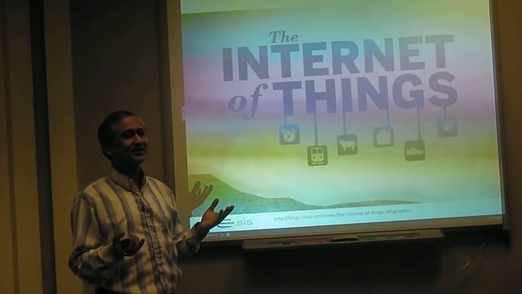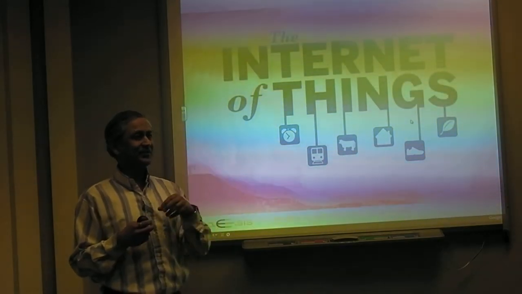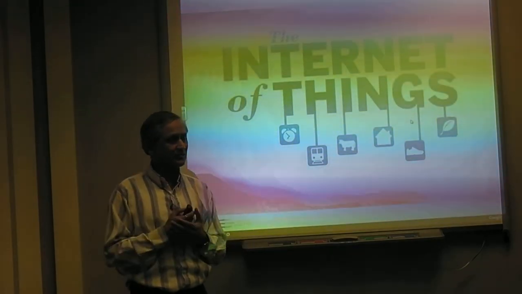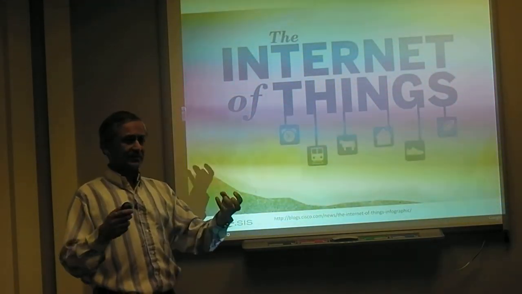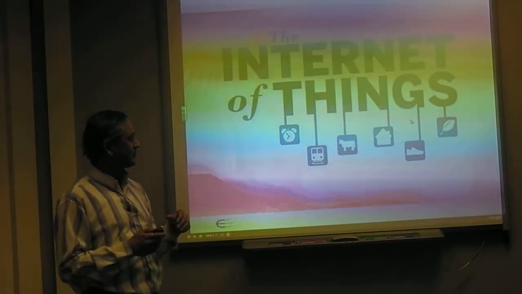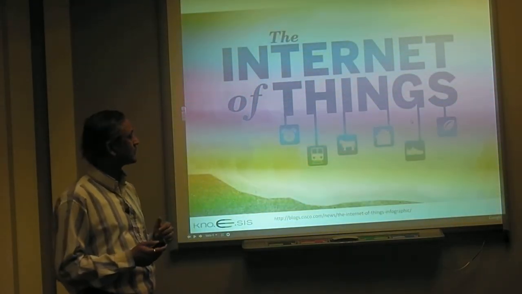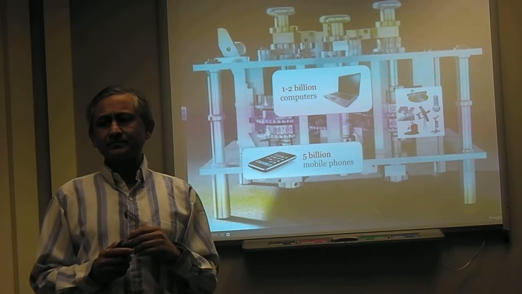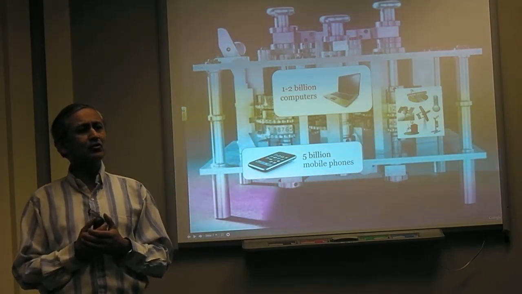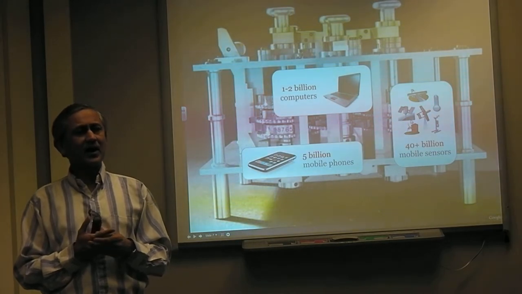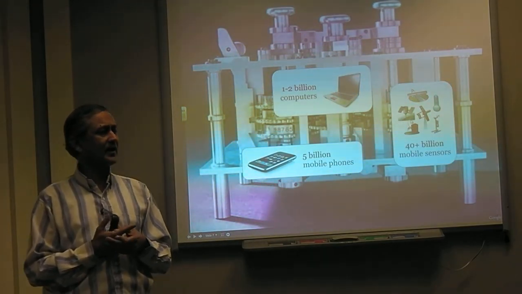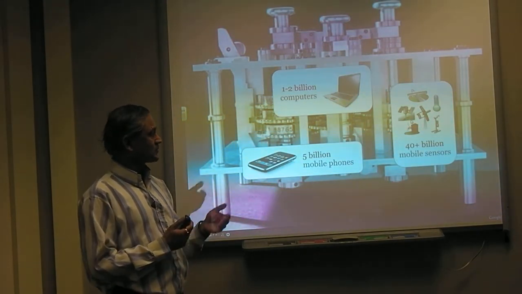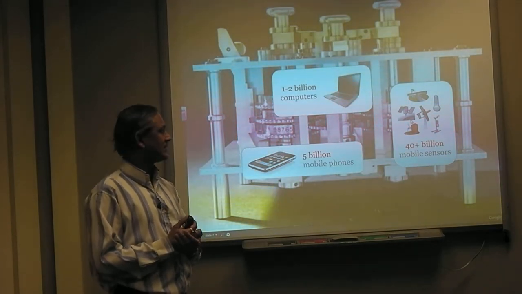You can buy insurance from certain insurance companies. They will give you a discount if you put their device on your car, and they collect the data. And the data goes, some of them on the wide internet, others on private networks, they're not open, but still available to other people. So compared to 1 to 2 billion computers and 5 billion or so mobile phones, it is expected that around this time, in 2012 actually, we are expected to be at 40 plus billion mobile sensors.